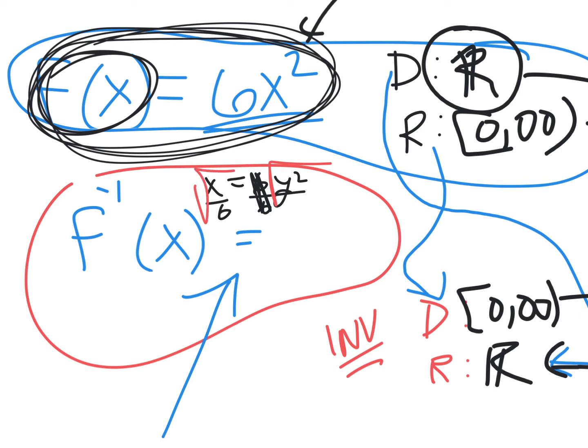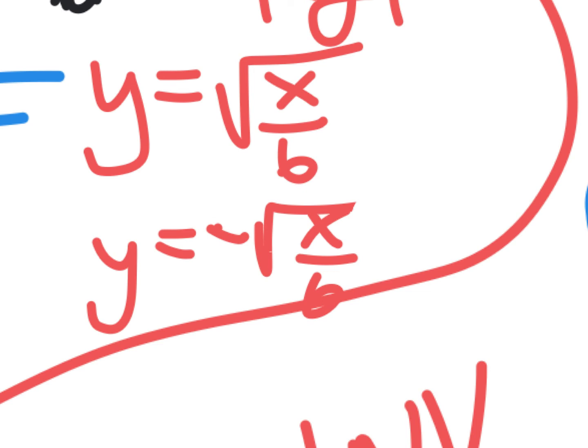And that brings the absolute value of y, which I hope you know means this new thing is not a function, because it's got two answers for y. y equals the square root of x over 6, and y equals the negative square root of x over 6. There we go. There's your two y equals answers. That together makes your inverse.